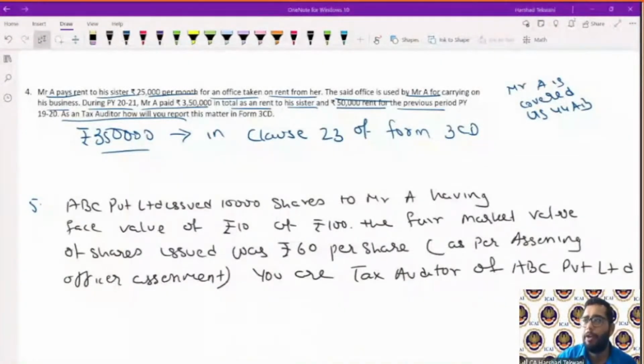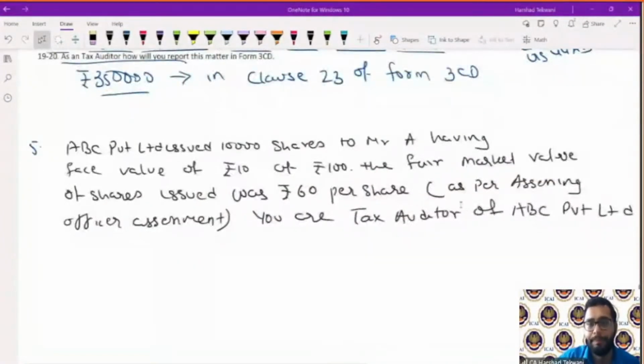Where you will report this particular matter in Form 3CD. Pretty simple, straightforward. Correct, Vidula. Absolutely correct.